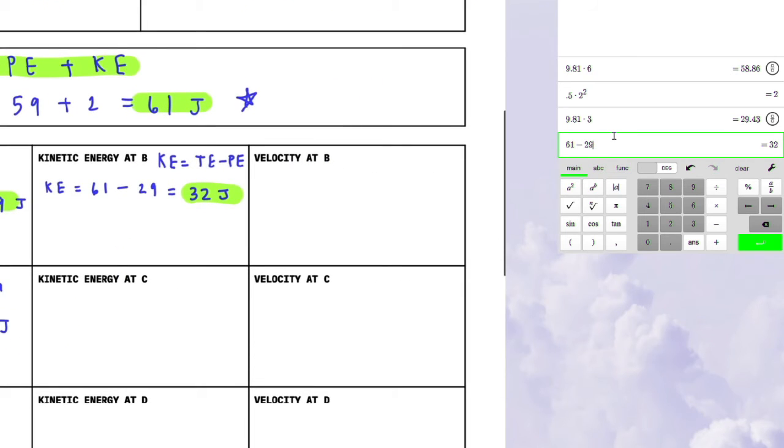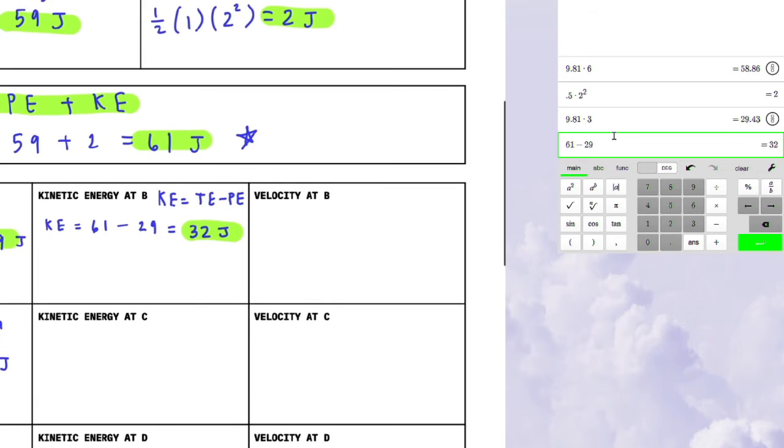So the last thing we have to do is figure out how fast the cart is going at point B. So the velocity. Now, we do know that velocity and kinetic energy are related. So KE equals 1/2 mv squared. And so let's look at the things that we know. We know the kinetic energy now. We know the mass. And so our only unknown is the velocity. If we only have one unknown, then we're ready to solve.